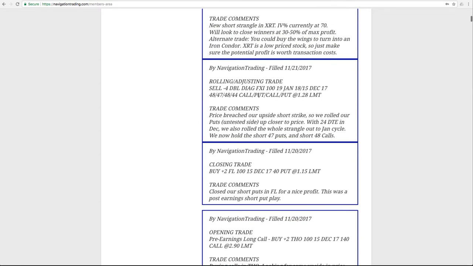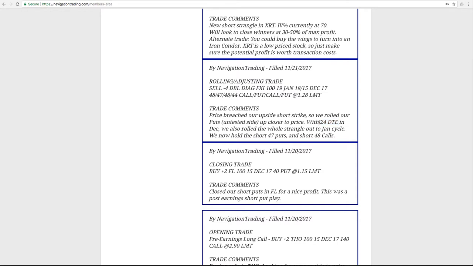Next trade was in FXI. So we had price breach our upside short strike. So we did the mechanical thing where we rolled our untested side up closer to price. And in this case, there was only 24 days to expiration. So typically with our strangles, straddles, uncovered option positions, once we get under that 21 days to expiration, we're gonna go ahead and roll that trade to the next expiration cycle.